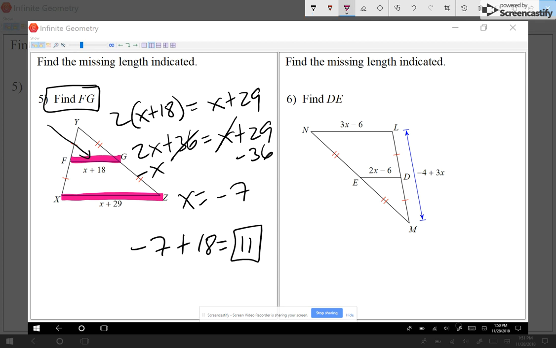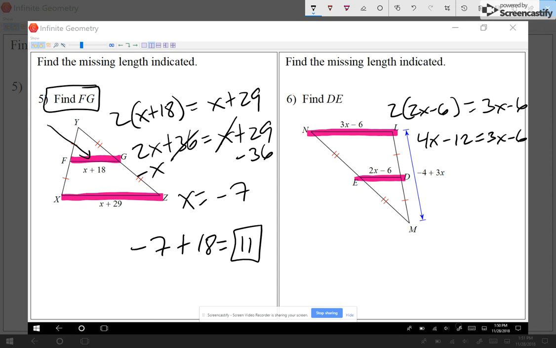Looking at question number 6, the mid-segment is there. The side that is parallel is there. There's extra information on this one. I'm just looking at the mid-segment and the parallel side. So I have that 2x minus 6 all multiplied by 2 is equal to 3x minus 6. So I have that 4x minus 12 is equal to 3x minus 6. Subtract 3x, add 12, x is equal to 6.